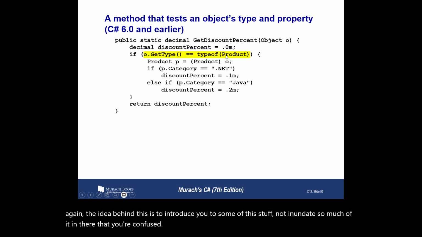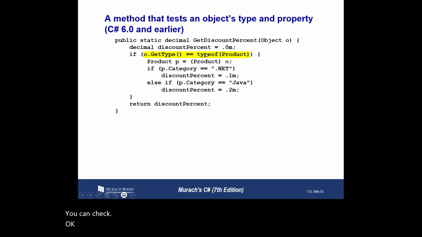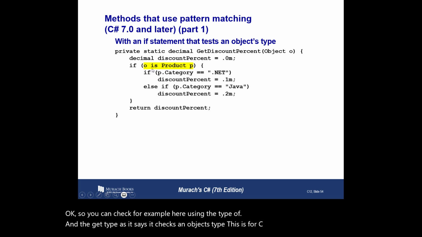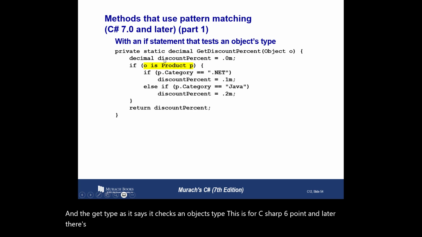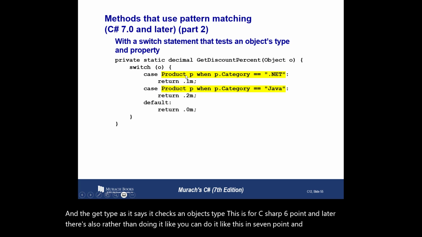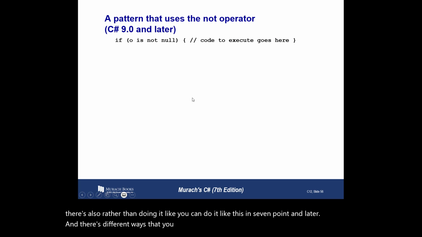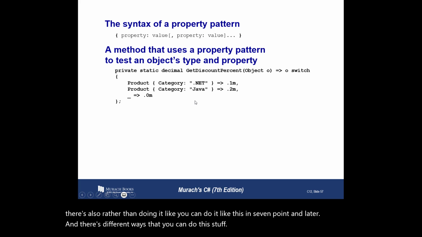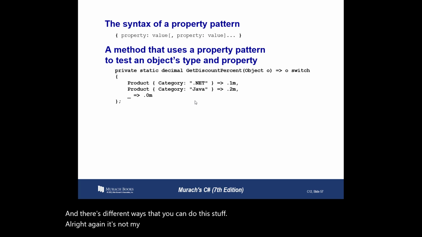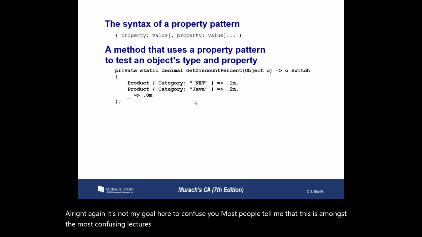You can check, for example, here using typeof and GetType. As it says, it checks an object's type. This is for C# 6.0 and later. Rather than doing it like this, you can do it like this in 7.0 and later. There are different ways that you can do this stuff. Again, it's not my goal here to confuse you. Most people tell me that this is amongst the most confusing lectures they hear in this class anyway.